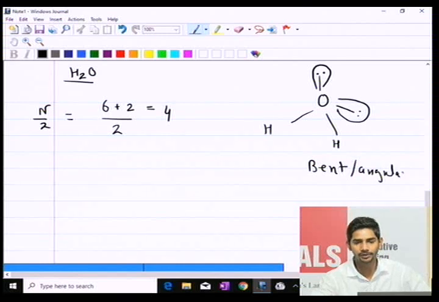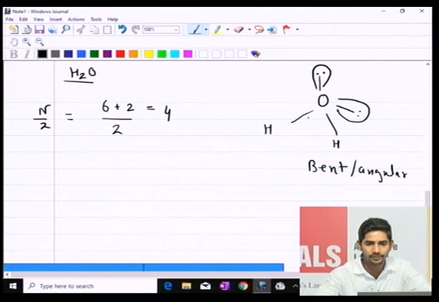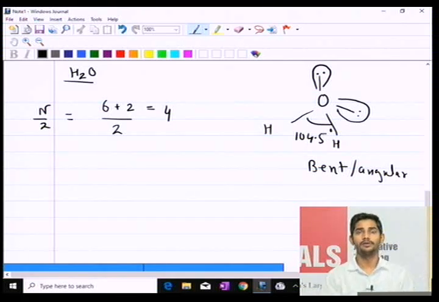Can anyone please predict what can be the bond angle on the basis of that trick? What can be the possible bond angle? Yeah, 105 degree it should be, but the actual bond angle is 104.5 degrees. That was just a trick, and after learning that trick we are actually very near to the answer.